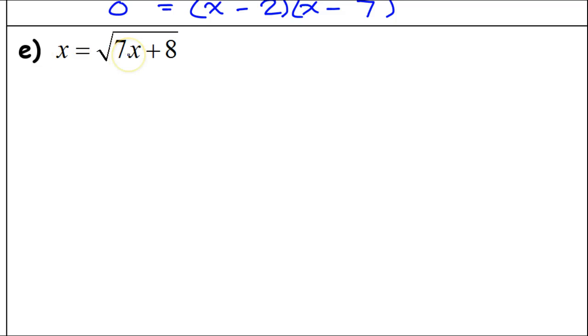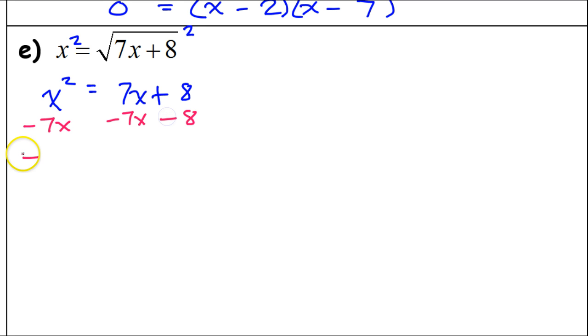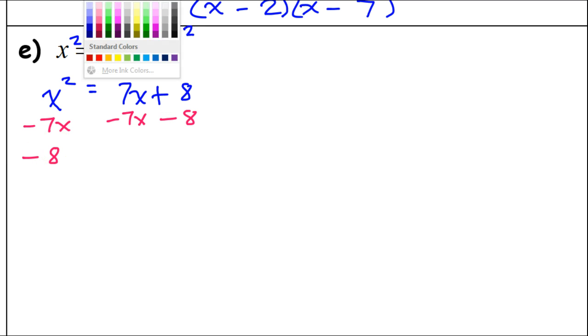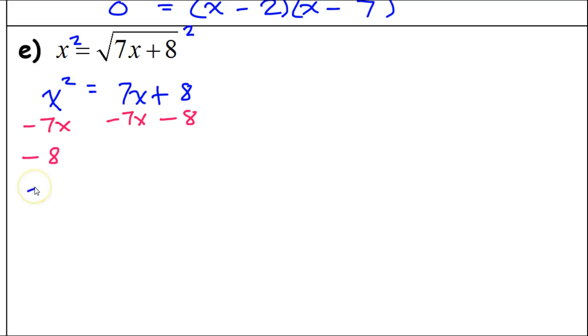Looking at E, I can get rid of this radical by squaring both sides. So that'll give me x squared is equal to 7x plus 8. I need 0 on one side, so I'm going to subtract x, and I will subtract 8 as well. So that's going to give me x squared minus 7x minus 8 is equal to 0. Now let's see if this will factor.